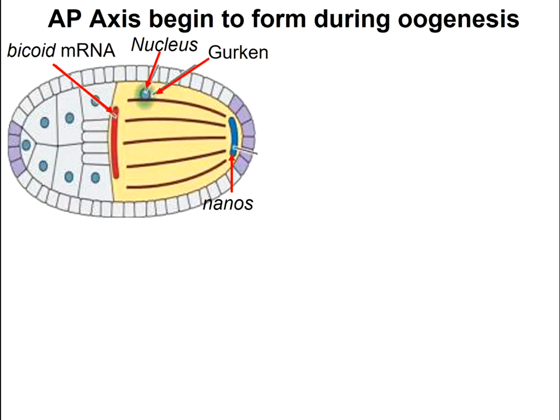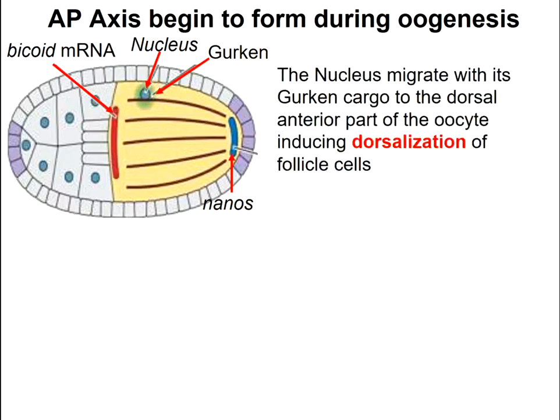During the maturation of the oocyte, at one point, the nucleus from a posterior position migrates toward an anterior and a dorsal position. And it does so carrying a cargo of the gurken protein. These gurken proteins that are around the nucleus while it's moving interact with the follicle cells in the dorsal part of the developing oocyte, causing dorsalization of those cells.